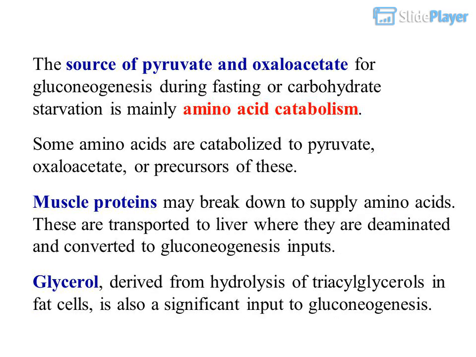The source of pyruvate or oxaloacetate for gluconeogenesis during fasting or carbohydrate starvation is mainly amino acid catabolism. Some amino acids are catabolized to pyruvate, oxaloacetate, or precursors of these. Muscle proteins may break down to supply amino acids. These are transported to liver where they are deaminated and converted to gluconeogenesis inputs. Glycerol, derived from hydrolysis of triacylglycerols in fat cells, is also a significant input to gluconeogenesis.